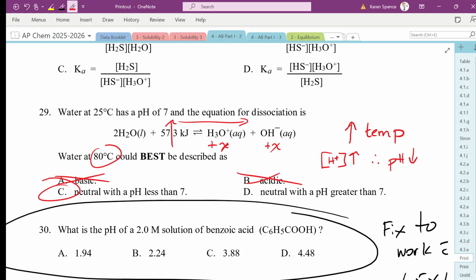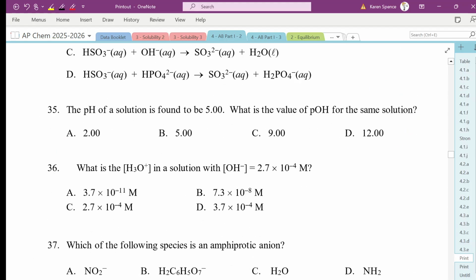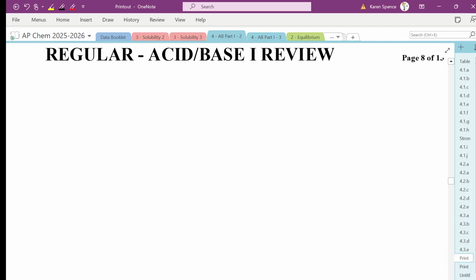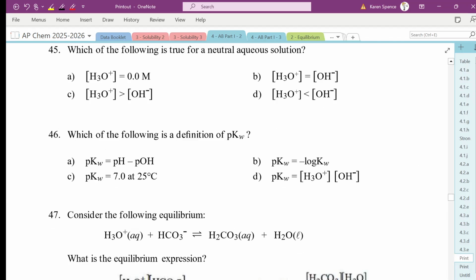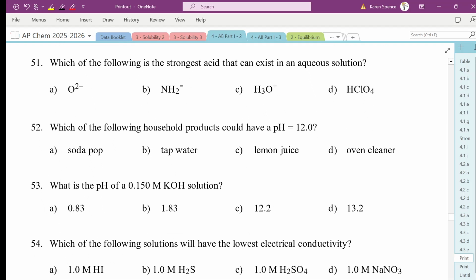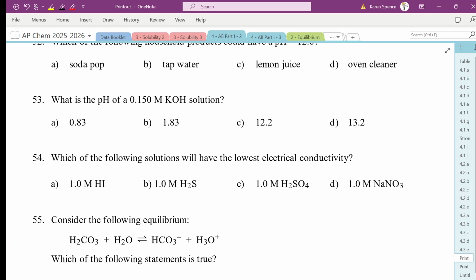Yes? 54 for sure. Which of the following solutions will have the lowest electrical conductivity? So they're all the same concentration. Yes?